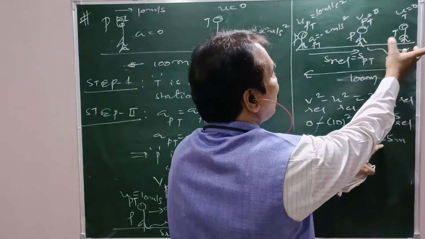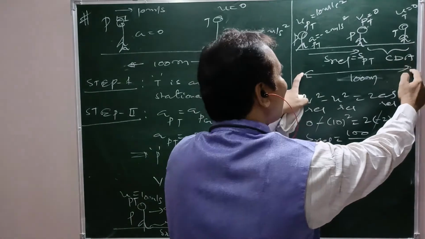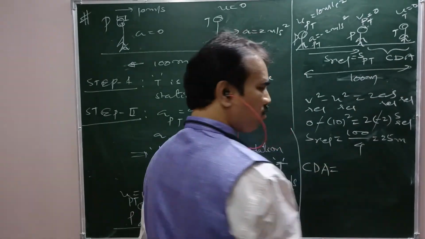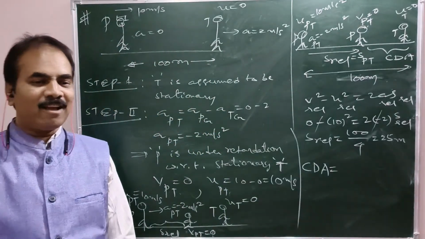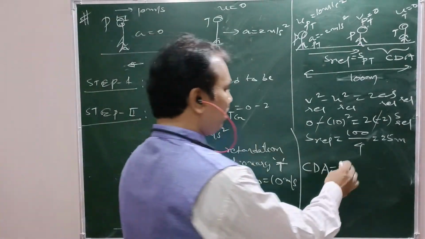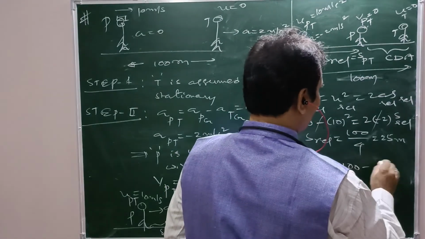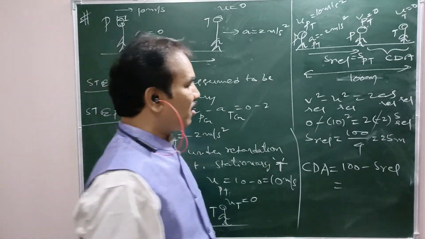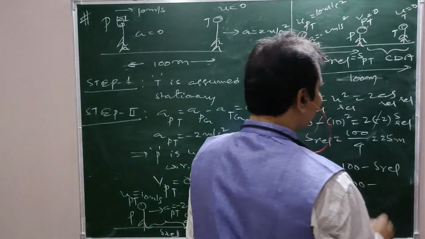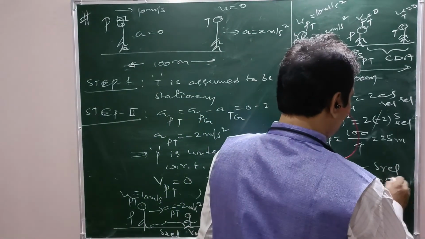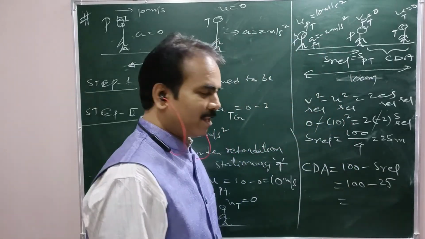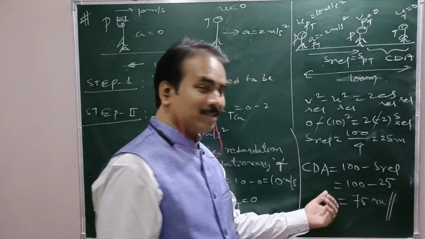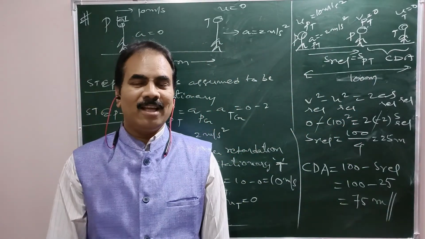Now this is the closest distance of approach, that is 100 minus S relative. So the closest distance of approach equals 100 minus S relative, that is 100 minus 25, that is 75 meters. So this is the closest distance of approach.